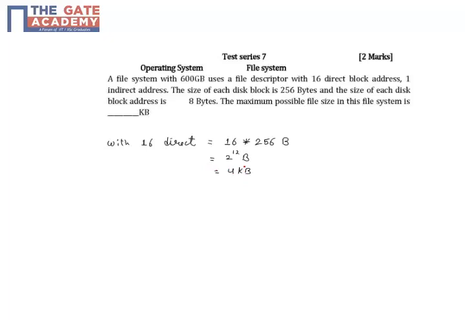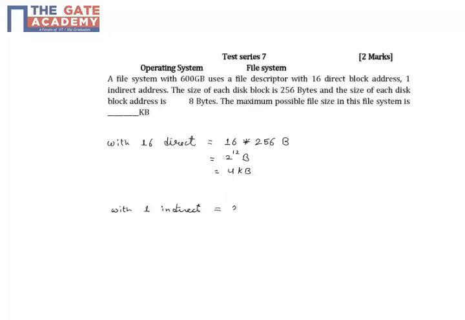Now if we are using one indirect addressing, first of all one block will be used to store the addresses of different disk blocks, and those disk blocks will be storing the data. So we just see how many addresses we can keep within one block, because one block will be used to store all the addresses of different disk blocks.